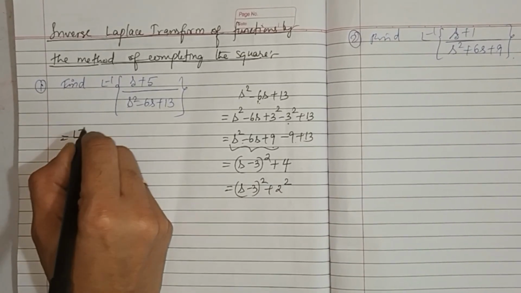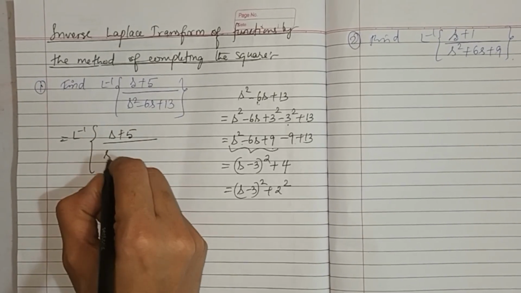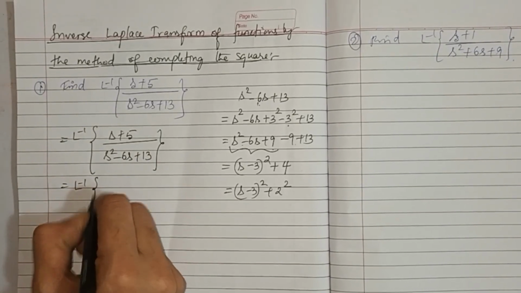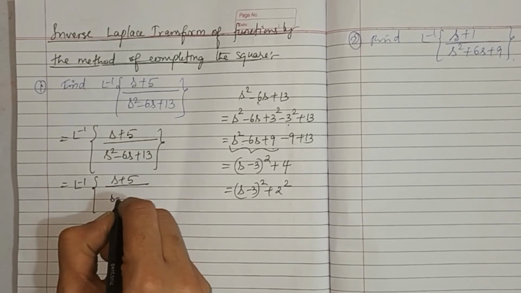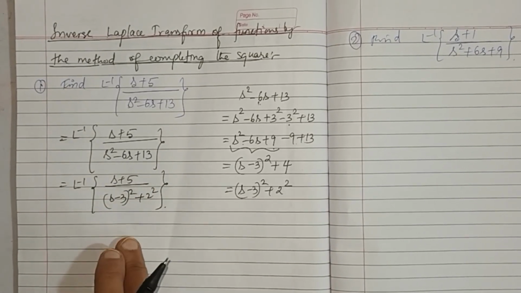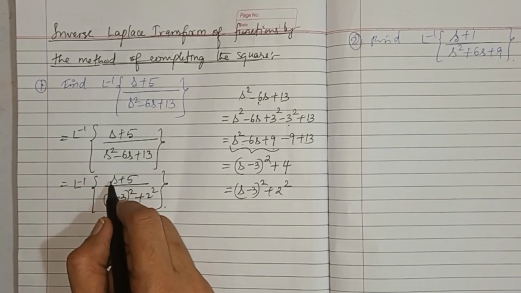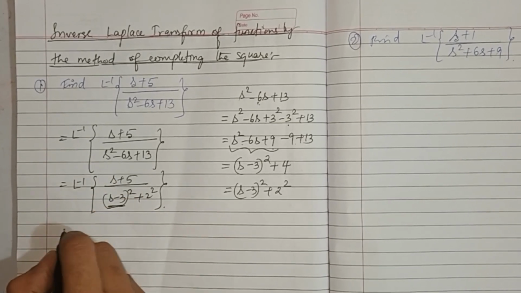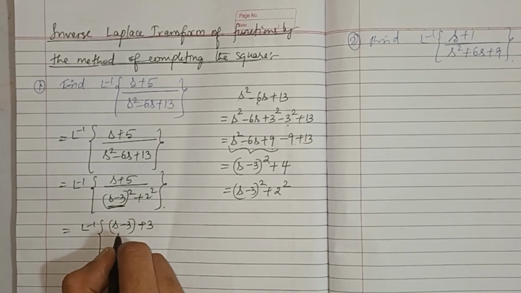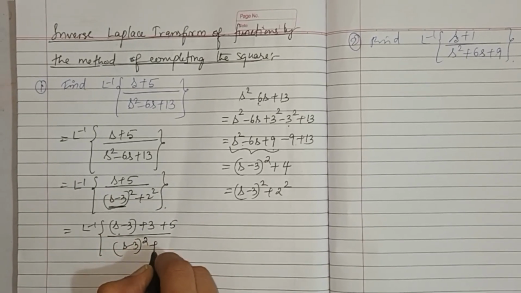So this becomes the inverse transform of s plus 5 divided by s square minus 6s plus 13. Now this changes to s plus 5 by s minus 3 whole square plus 2 square. Now, before finding the inverse transform, there is s minus 3 in the denominator. So we also should have s minus 3 in the numerator. So, for that, what I'll do is add and subtract 3, so that there will be s minus 3 plus 5 as it is, over s minus 3 whole square plus 2 square.